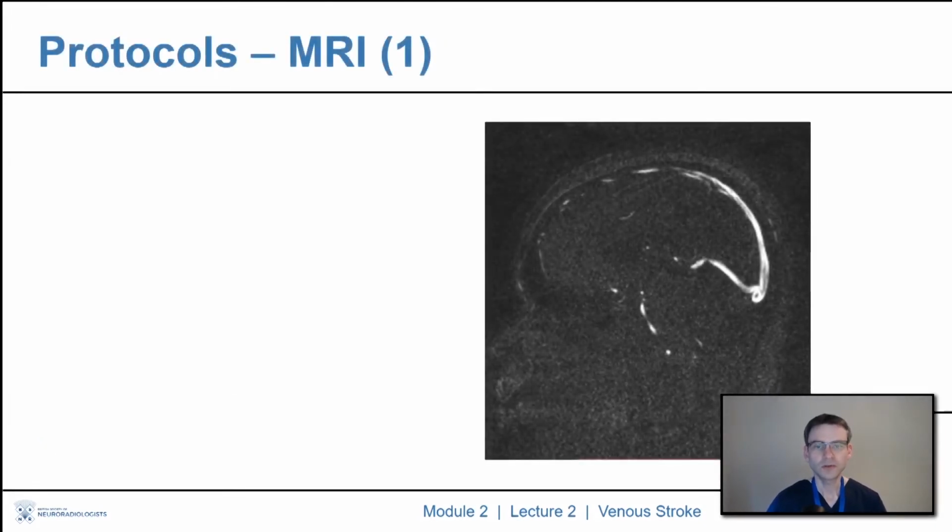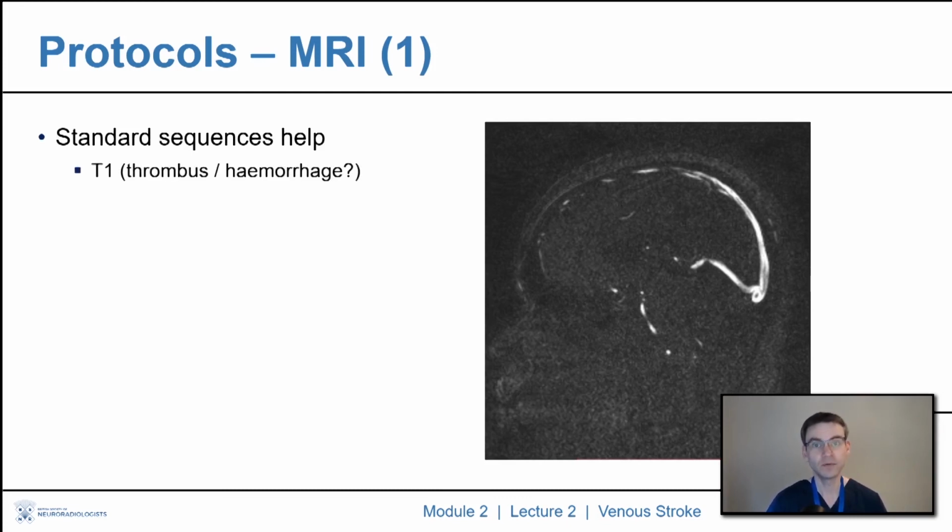For MR protocols, well, it's not just an MR venogram that I want to see when I'm trying to assess for venous sinus thrombus. So standard sequences help. You could look at the T1 sequence. You might actually see thrombus within the vessel, which might be T1 bright, or you might see hemorrhage in the parenchyma as a result of that. On T2, you might see a loss of the normal flow void, but sometimes you can see that with turbulent or slow flow as well.